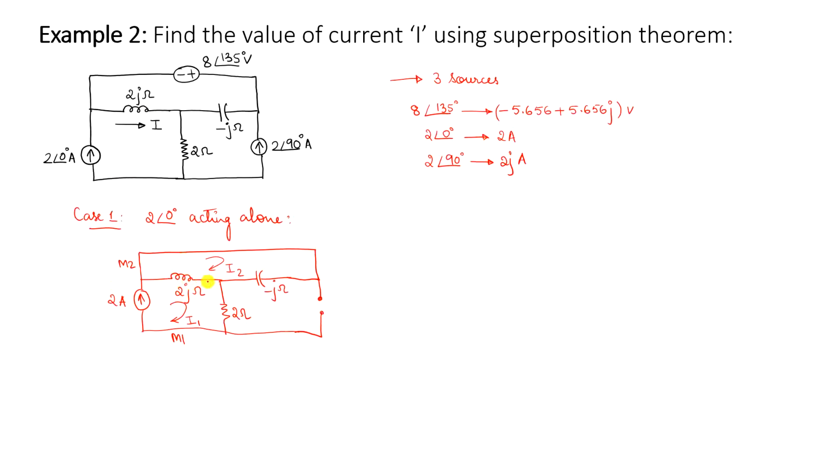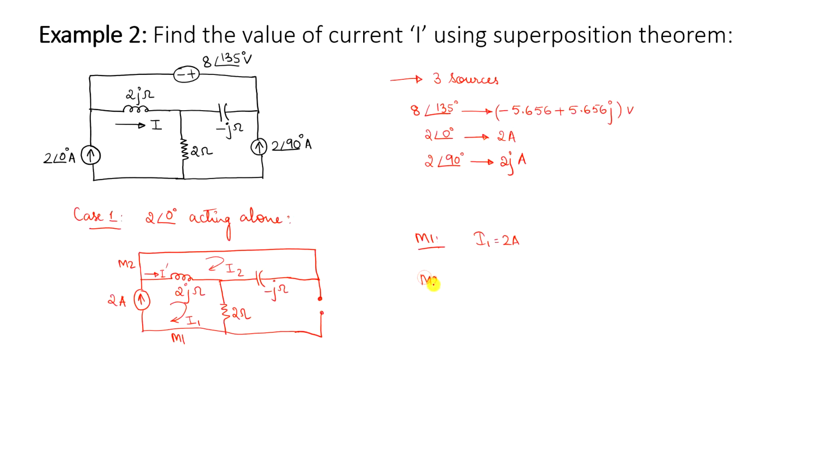Now for each of the cases I need to compute the value of the current I. So let me denote this current I for case 1 as I dash. So use mesh analysis and try to solve this case 1. If you look at mesh 1, I1 is in sync with this current source, right? So I1 is equal to 2 amps.